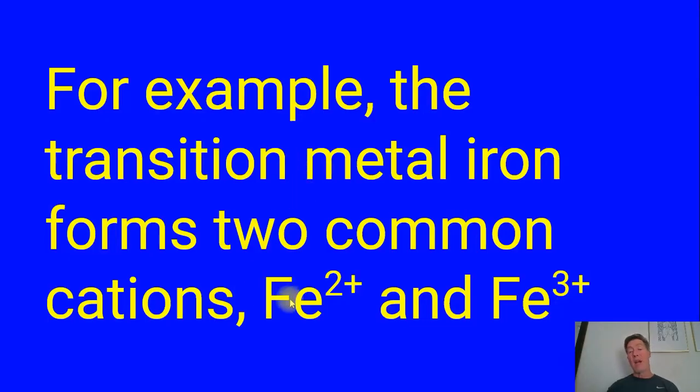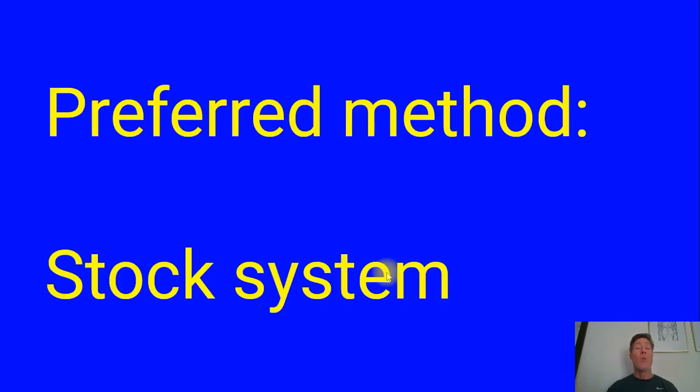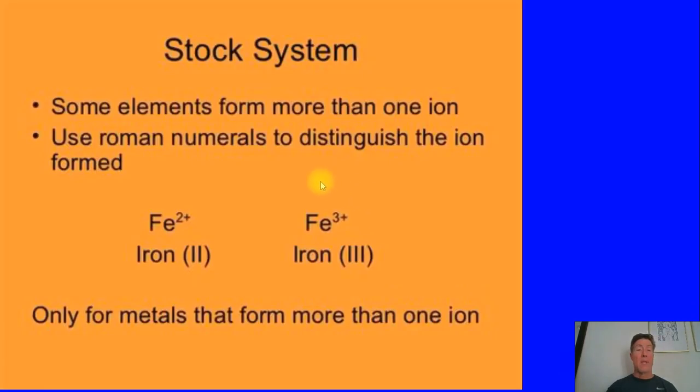So, yes, iron, for example, forms two common cations, a +2 and a +3. How are we going to distinguish those? Well, we have a method called the Stock system, which is a newer and more elegant system than the older system, which we won't talk about today. This one uses Roman numerals to distinguish the various kinds of ions. So if this is the +2 ion of iron, we're going to designate that with a Roman numeral 2. And the 2 corresponds to the +2 charge. The 3 here corresponds to the +3 charge on this ion.